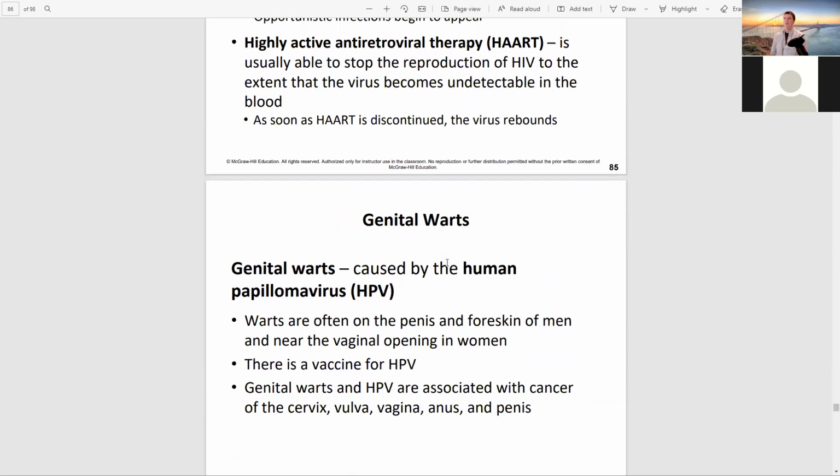So genital warts are caused by the human papillomavirus, or HPV. Warts are often on the penis and foreskin of men and near the vaginal opening in women. There is a vaccine for HPV. Genital warts and HPV are associated with cancer of the cervix, vulva, vagina, anus, and penis.